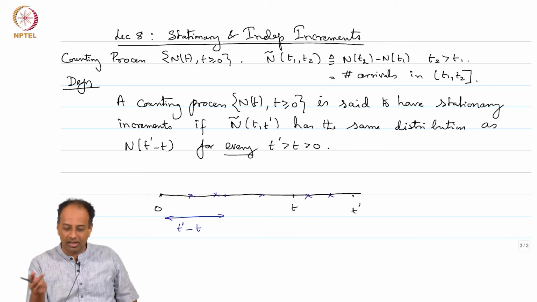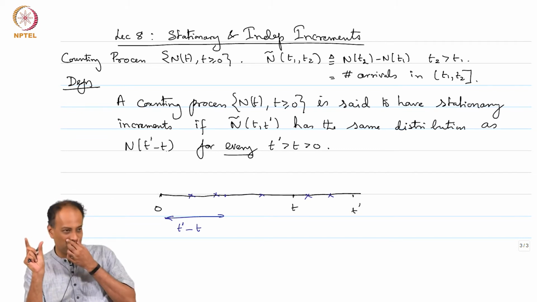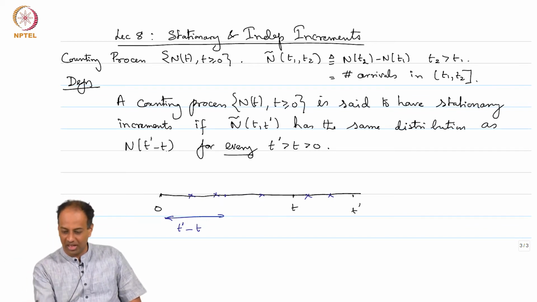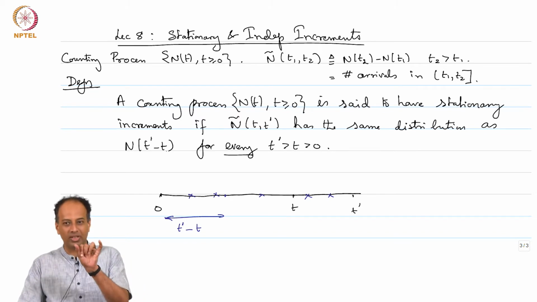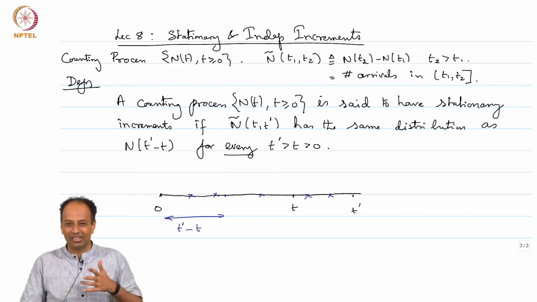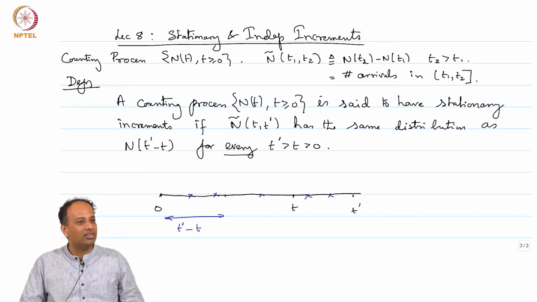So, it does not matter where the interval is located, the number of arrivals that occurs in an interval only depends on the width of the interval and not where the interval is located, right. This interval could be at the origin or anywhere else, as long as the width is fixed, the distribution of the number of arrivals in that interval is fixed. Okay. I am not saying that this is always true, I am saying that if this is true, then such a process is said to have stationary increment property. Okay. Is that clear?